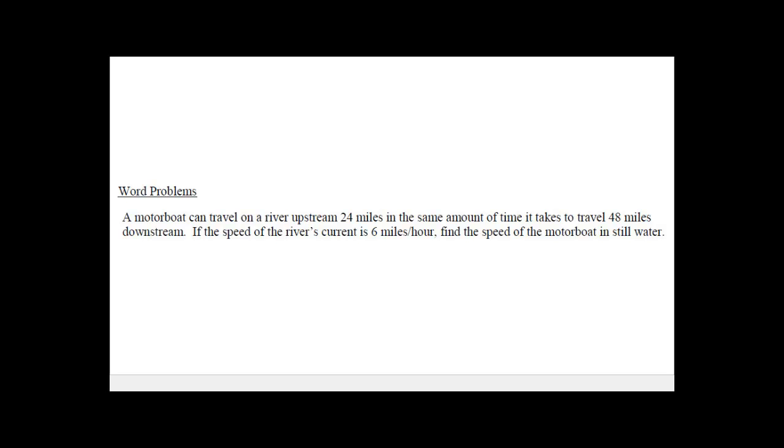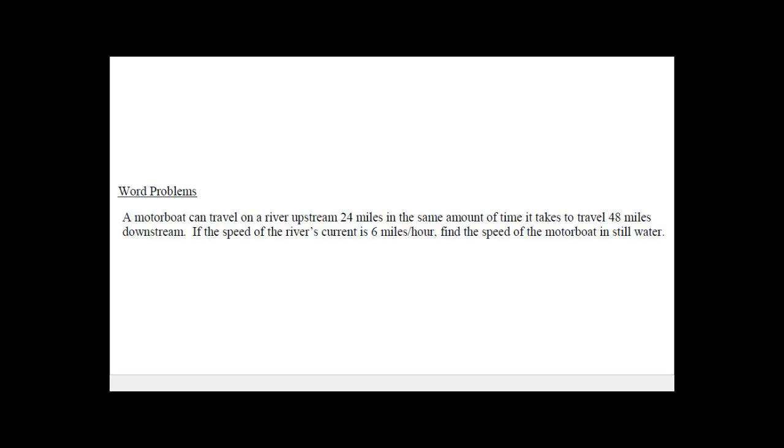The motorboat can travel on a river upstream 25 miles in the same amount of time it takes to travel 48 miles downstream. If the speed of the river's current is 6 miles per hour, we're going to find the speed of the motorboat in still water.